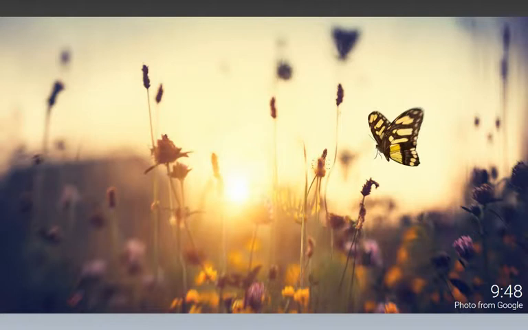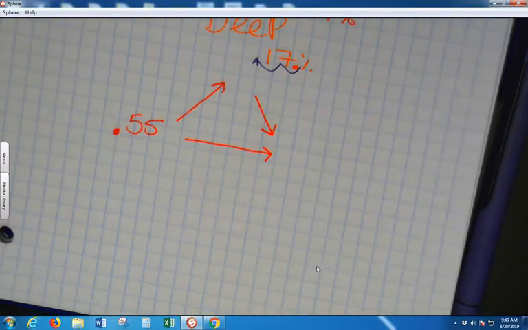Got it? Alright, now what if I give you the decimal 0.55? What would be the percent and what would be the fraction? Okay, talk to your neighbors. What can you guys fill out? Can you guys fill out the whole thing? What's the percent? What's the fraction? Help your neighbors.